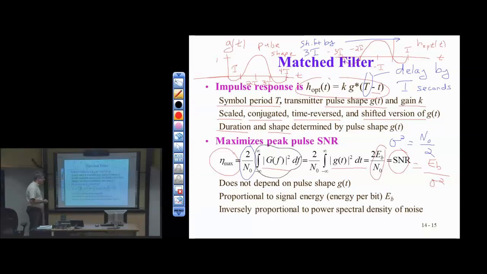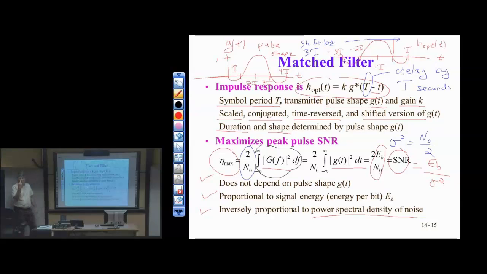So this maximum SNR value does not depend on the pulse shape, which is interesting. It only depends on the energy in the pulse shape. So you can reach this bound with all kinds of pulse shapes. Pick your favorite one, as long as the match filter is chosen as above to match the pulse shape being used. This maximum SNR is proportional to the signal energy and inversely proportional to the power spectral density of the noise, the additive noise in the channel. And again, this power spectral density of the noise is a model of the actual noise. It's not the actual noise.